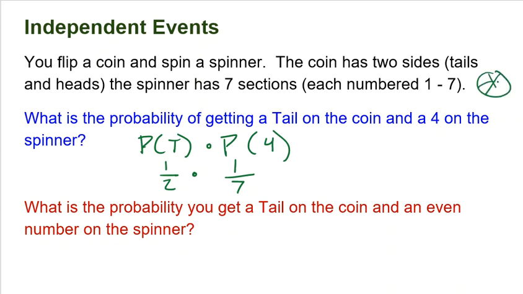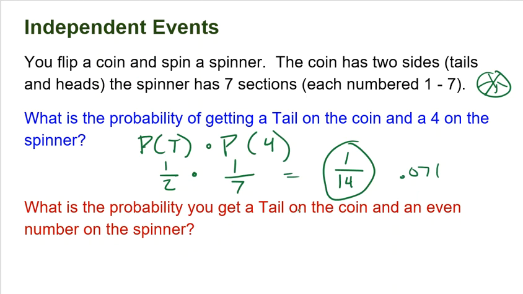It's got, I'm not going to do a good job here, but it's got 7 equal size sections. 1 of them is labeled 4, so 1 out of the 7 sections is a 4. So the probability of spinning a 4 is 1 out of 7. So multiply, 1 times 1 is 1, 2 times 7 is 14, and boom, you got your probability. More than welcome to make it a decimal if you want, 0.071, but fractions are totally fine too. How easy was that? All right, let's try another one.